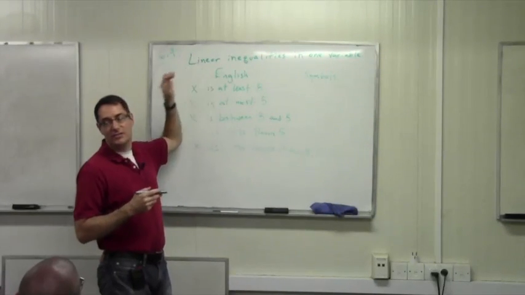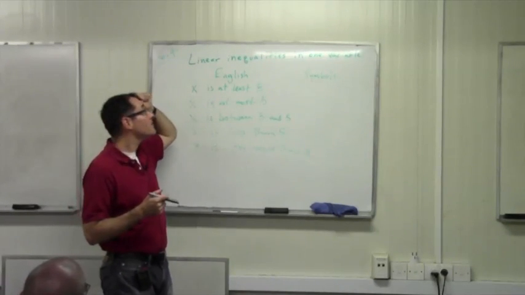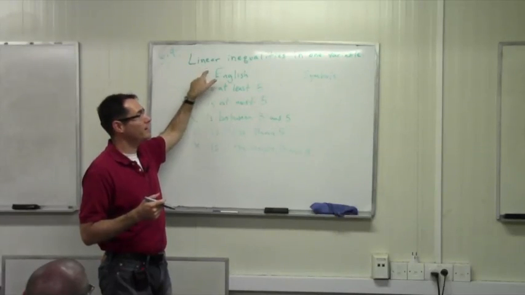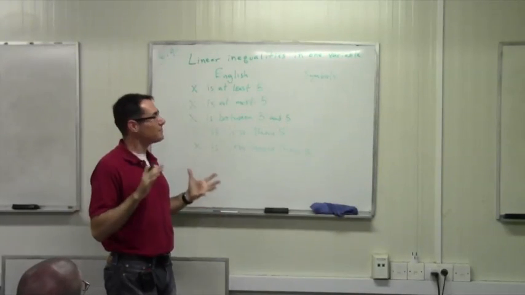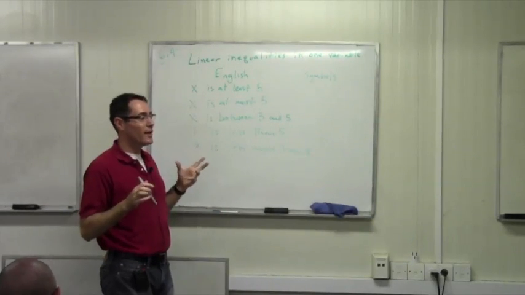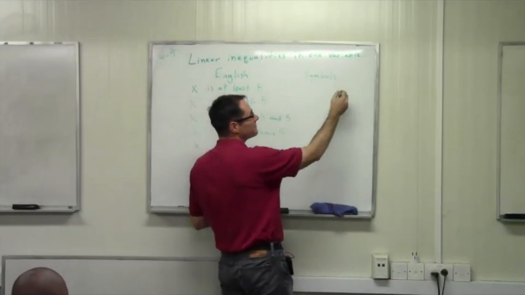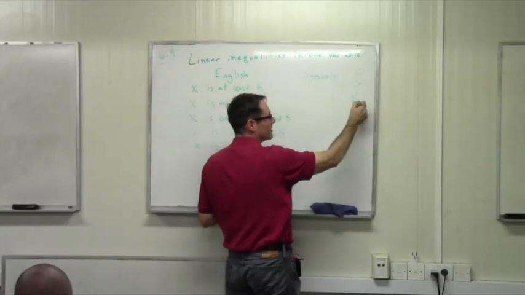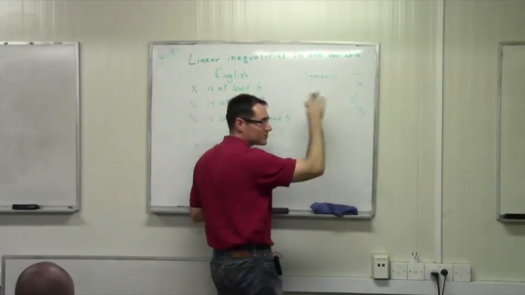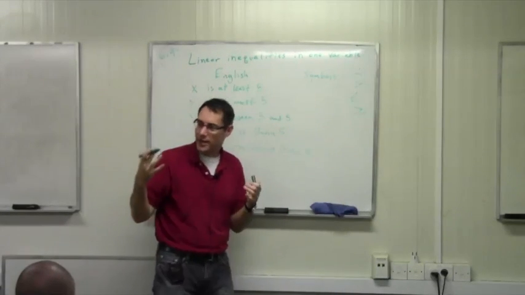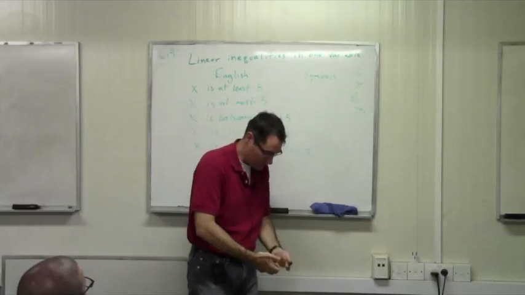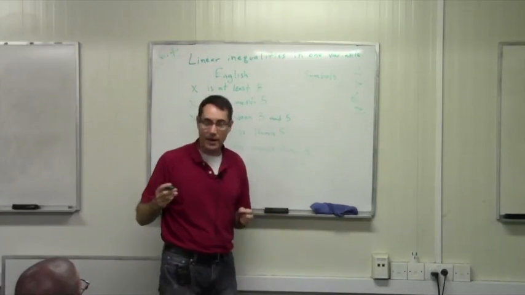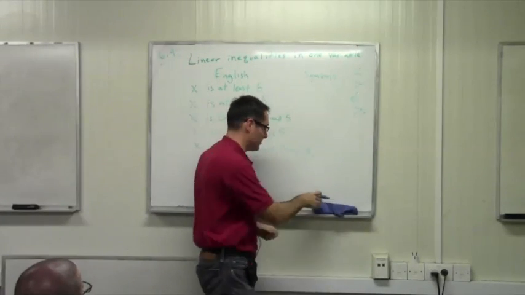This section is called linear inequalities in one variable. All that means is you're going to have, in some way or another, a less than or a greater than or a less than or equal to or a greater than or equal to sign in there. And it's just going to be like a regular equation we've been talking about, except that it's going to have one of those symbols in it.